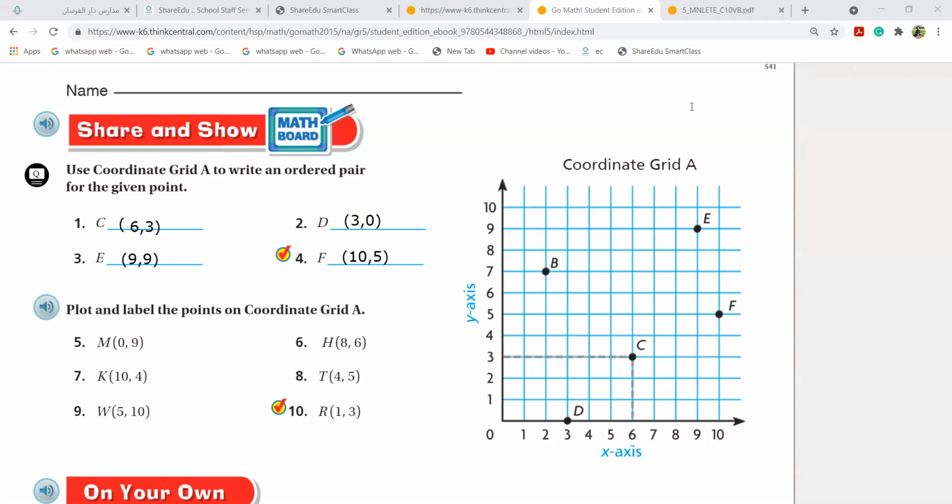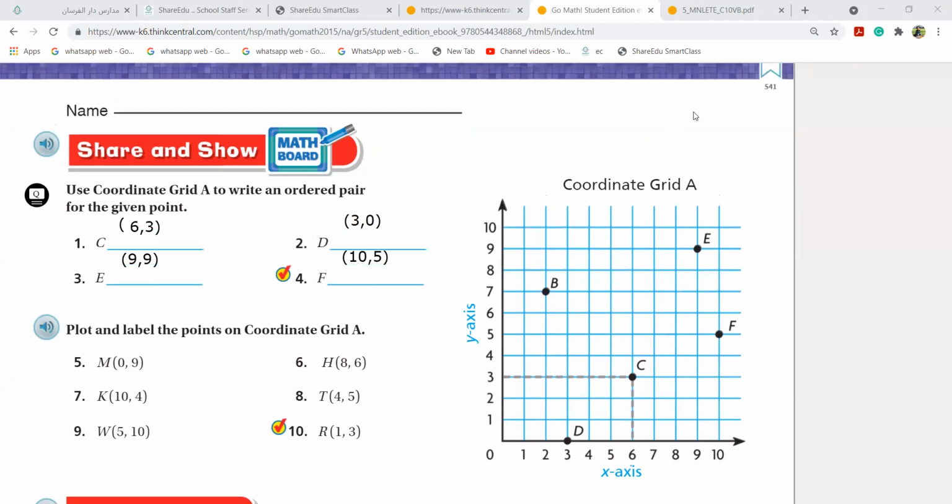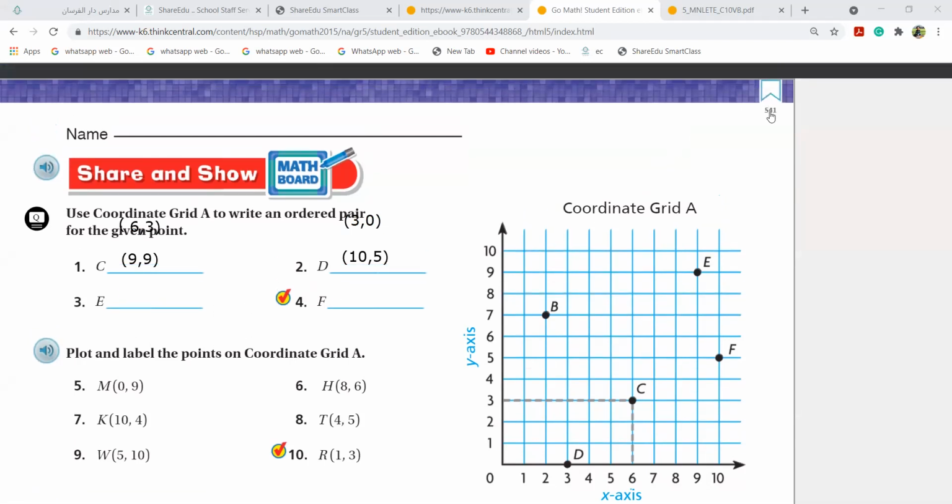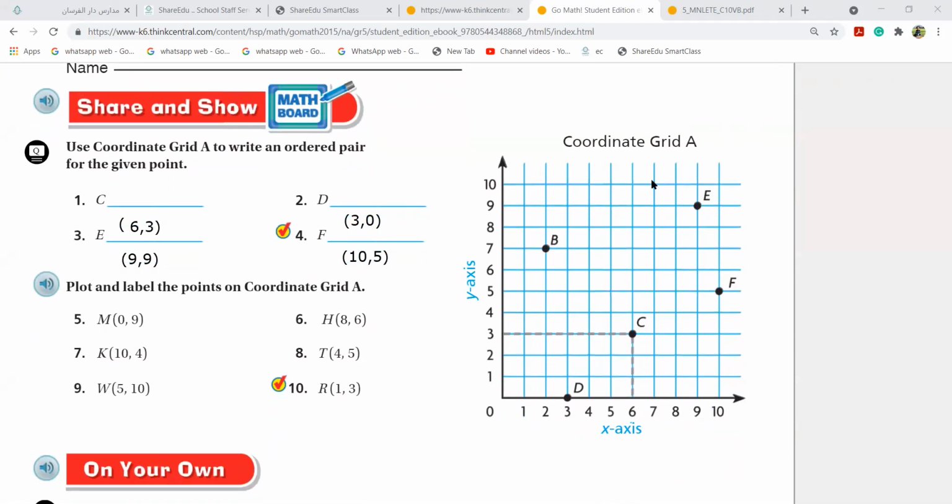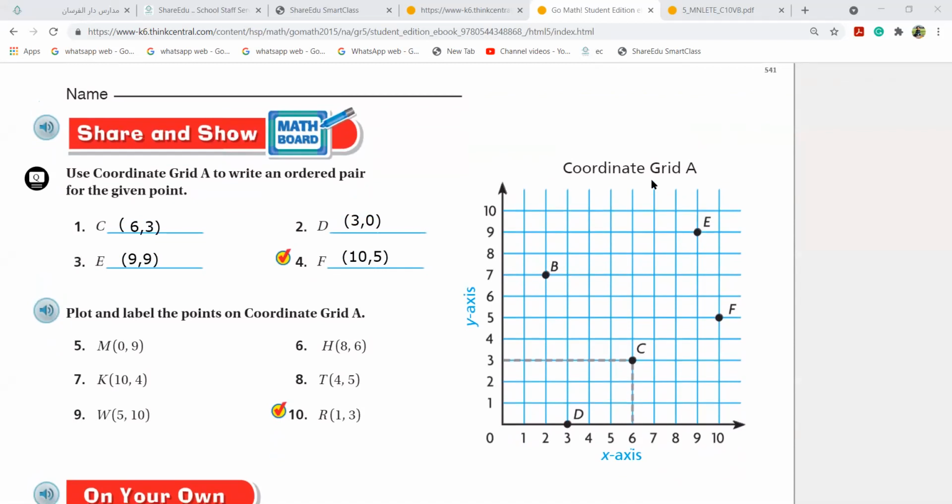Ordered pairs, page 541. Can you see the page here? It's written here. Do we need to do it? See, we have already done this.